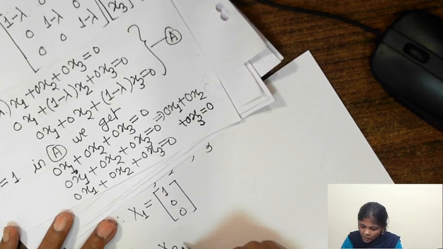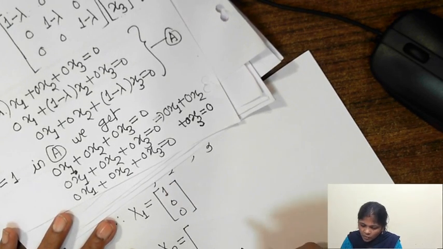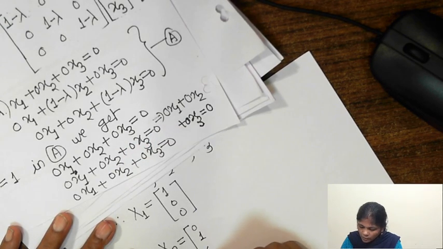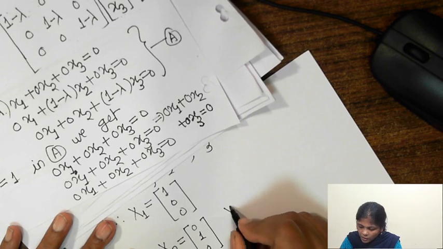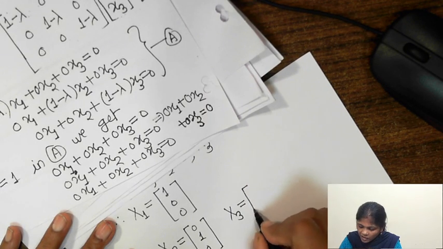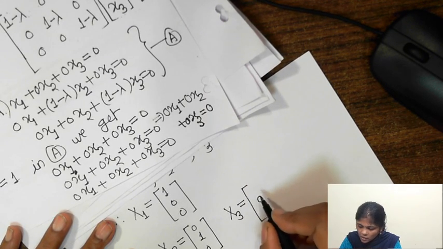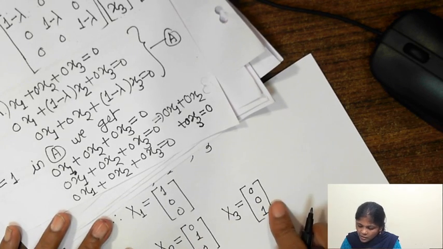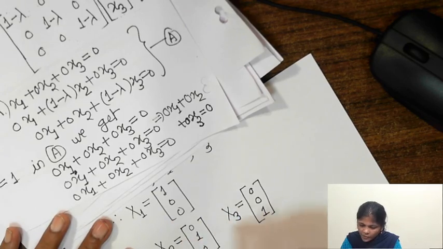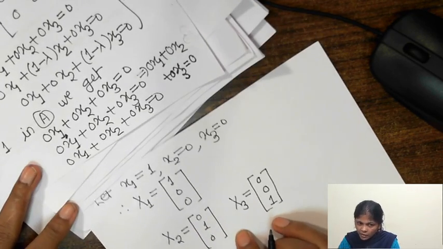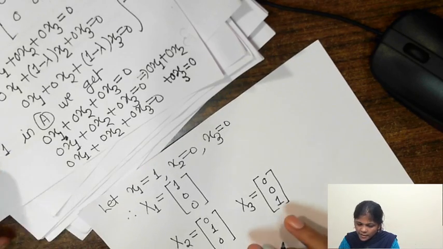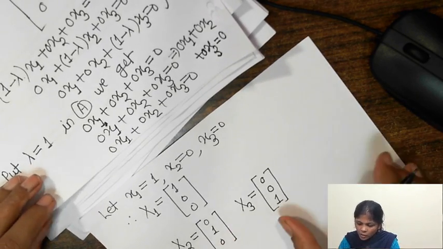Now for the second eigenvector, we will take x2 as non-zero, remaining 0. And for the third one, I will take x3 as non-zero, say 1, and remaining 0. Like this we will have an independent set of vectors. In this way one can get the eigenvectors. I hope the process is clear to you regarding this example. Let us move on to the next example.